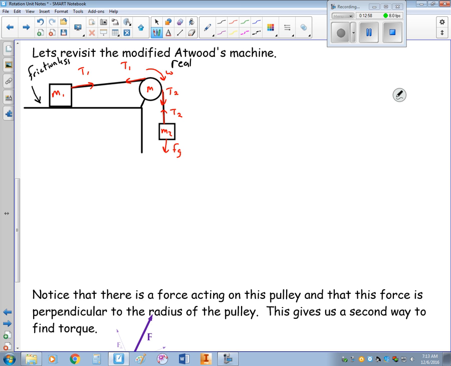The way we're going to analyze this is really the same way that we did the regular Atwood's machine. We're going to look at a force diagram for each individual object. So let's start with M1. For M1, we just have one force acting on it. That's T1. It has a positive acceleration. So the net force acting on object 1 equals T1, which equals mass 1 times acceleration. So T1 equals M1 a. That's going to be my first equation. Then I have the pulley.